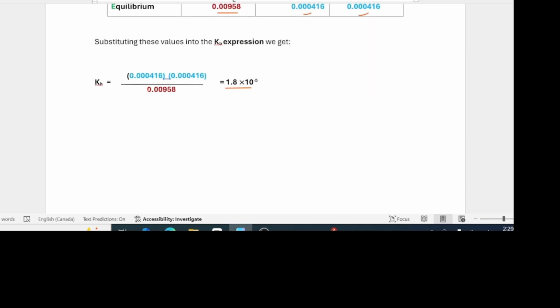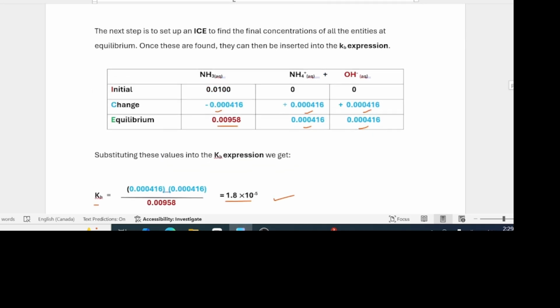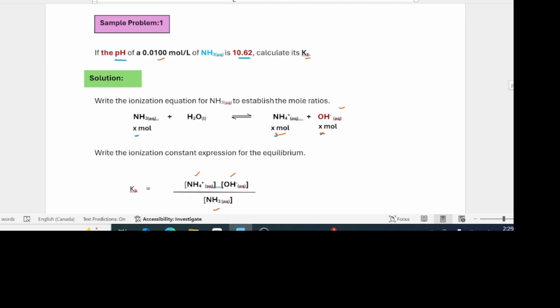We end up with the Kb for ammonia as being 1 times 10 to the negative 5. So this is the deal here. When they're asking you to find Kb, they'll give you the initial concentration, and they must give you something else such that in the end you can calculate the OH ions concentration. In this case, they give you the pH.